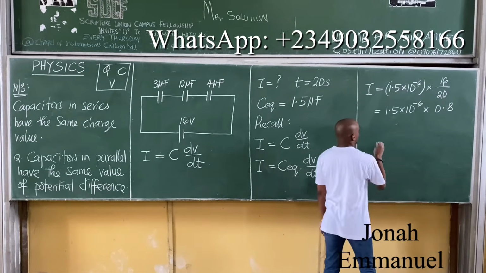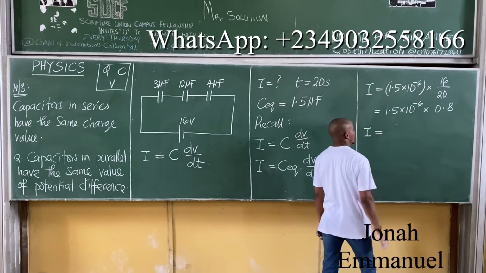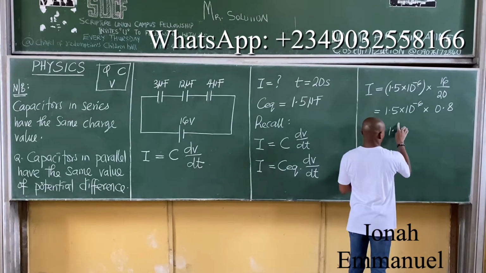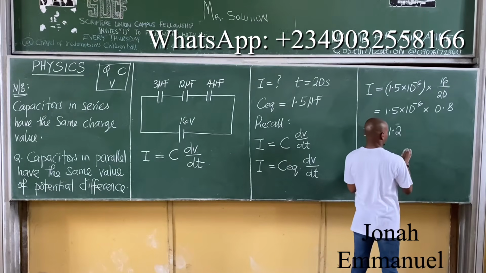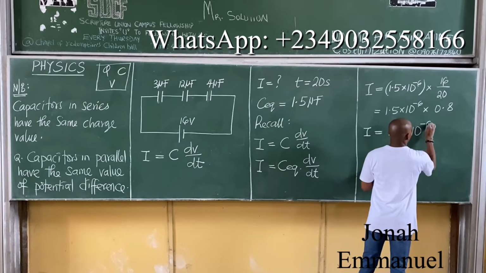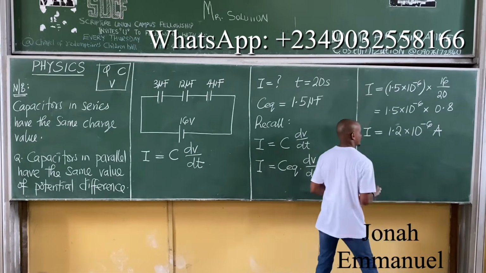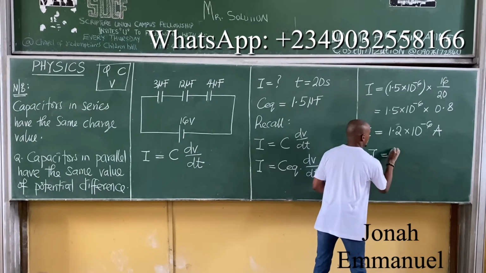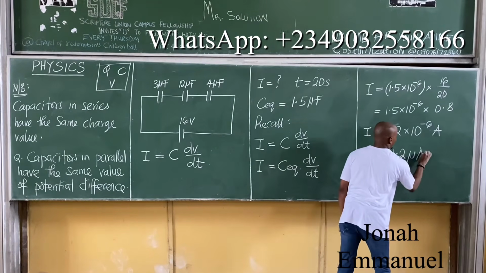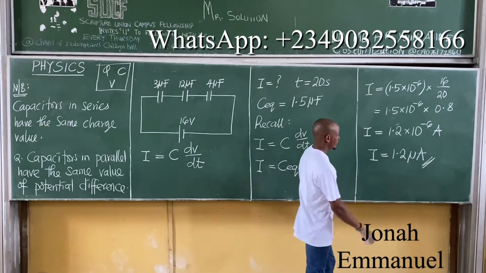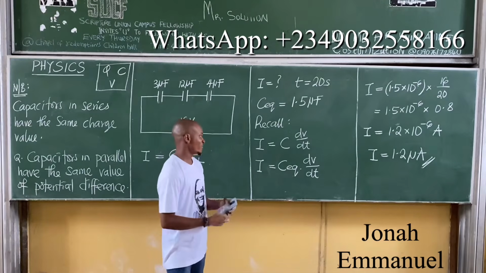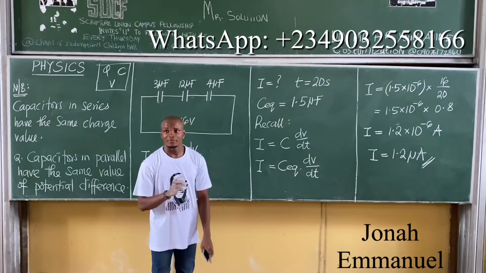0.8. Please multiply for me. I is equal to what do I get? 1.2 times 10 to the power minus 6, what unit? Ampere. So I is equal to 1.2 microampere. This is what you have. This is how I find current for a capacitor circuit. Always remember this formula. That's one.